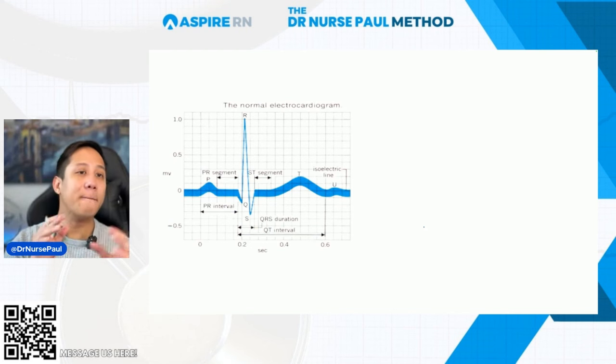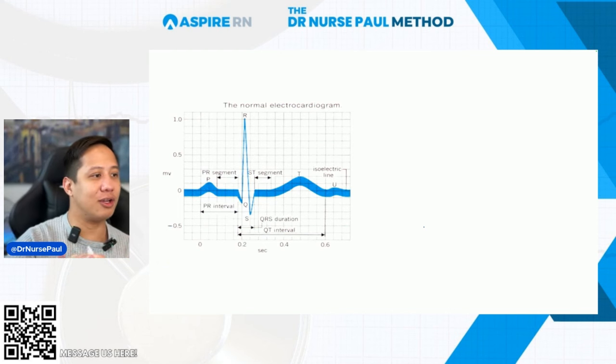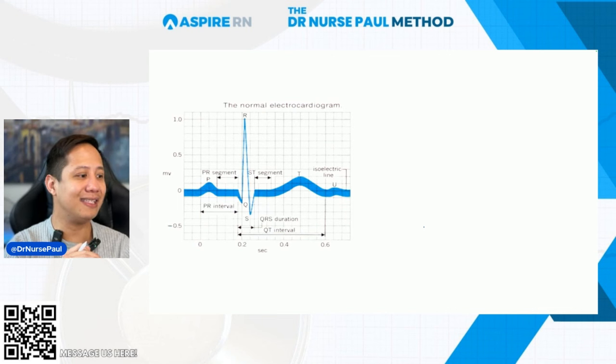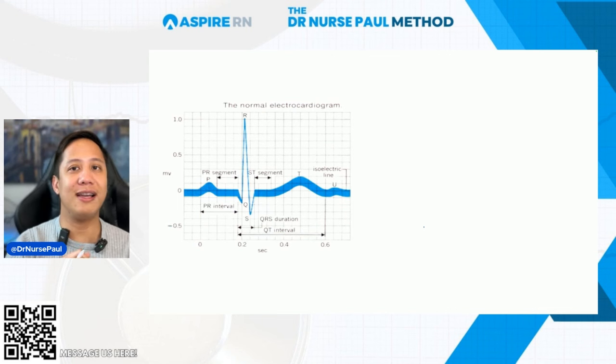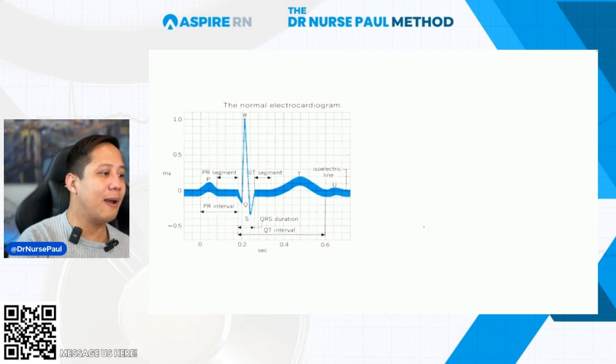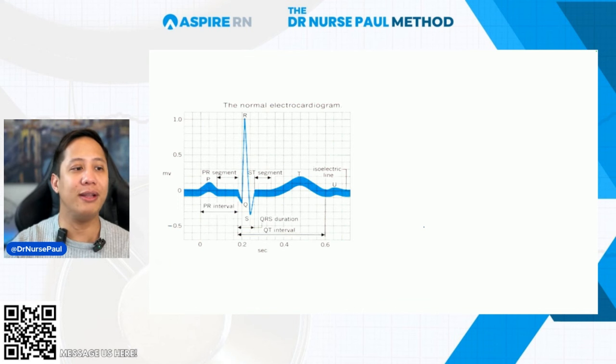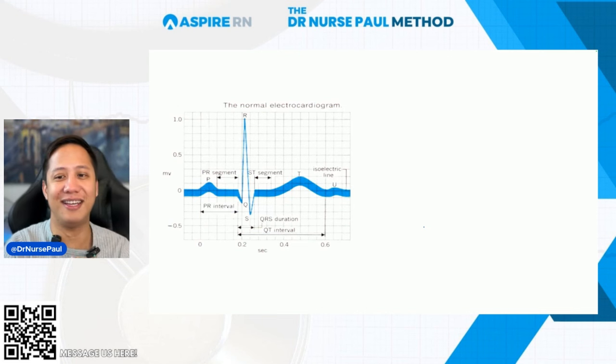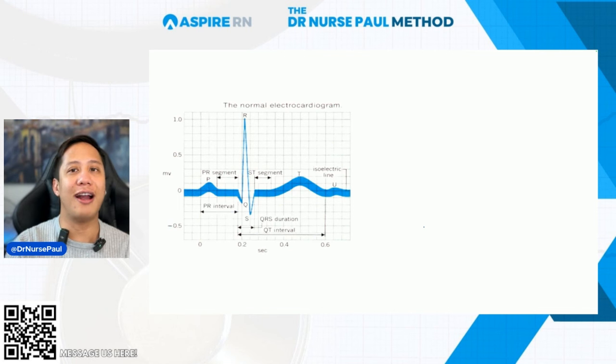Which one talks about the beginning of ventricular repolarization? That is your ST. ST, right? What is your ventricular depolarization, or contraction? Who said arsenal in the chat? What is that? QRS. QRS.